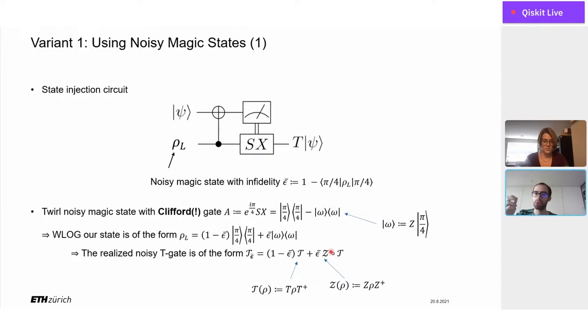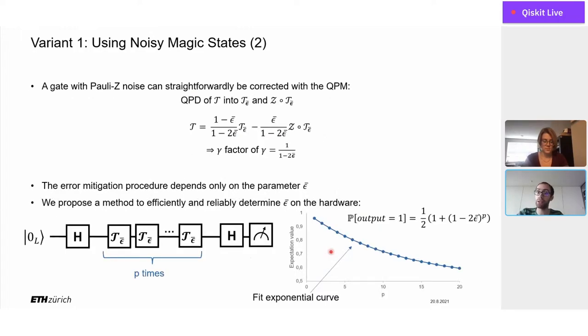And thanks to this knowledge that our noisy T gate has a very specific form, it's now very straightforward to find a quasi-probability decomposition of that T gate. So we can express the ideal T gate, right? That's the ideal target unitary channel, which I denoted by brackets U earlier. Now it's the ideal T gate. I can write it as a sum. The exact coefficients are not very important. It's just a sum of the noisy T gate and the noisy T gate followed by a Z flip. And this is a quasi-probability decomposition with the gamma factor, which scales as 1 over 1 minus 2 epsilon bar.